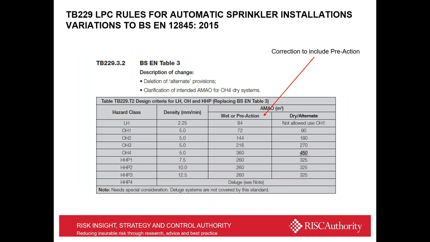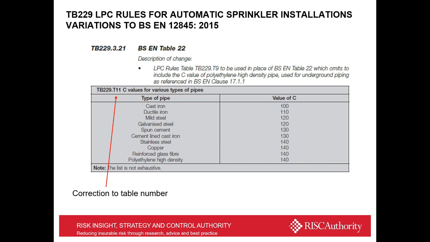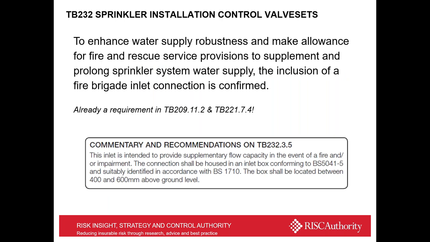Another correction in TB229, table 2 currently, as you may find in your book, just mentions, where the arrow is pointing there, wet systems. It was a mistake. Pre-action should have been in there because a pre-action system is classed as a wet system, as we all know through history, that wet systems are pre-armed with water ready for fire. So it was a mistake. It's now been corrected to include pre-action. Another correction, under TB229 3.21, in fact I've just spotted another mistake, that table should be table 11, not table 9, so we've just corrected the table number. That's all there is in terms of corrections in TB229.